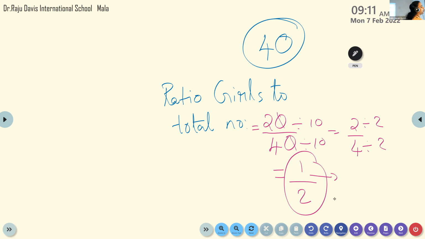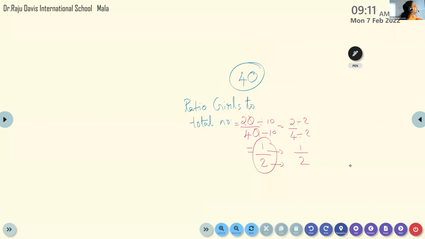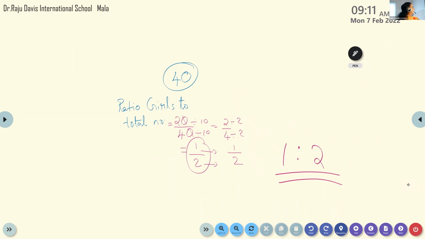This again, we cannot make smaller. So what is that? 1 divided by 2. And how will we write that? 1:2. So what is here, children? We are comparing the number of girls to the total number of students in the class.